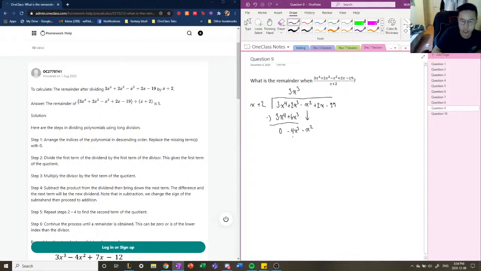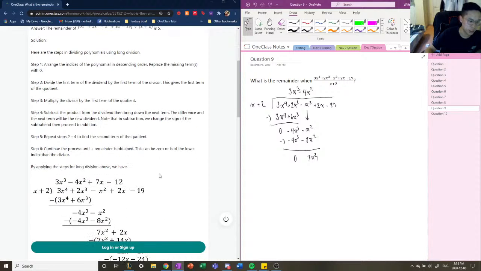So how do we get rid of -4x^3? We can multiply it by -4x^2. Okay, so we multiply this by -4x^2, we get -4x^3 - 8x^2. If we subtract this, negative is positive, so this equals 0, and this equals 7x^2. Just want to make sure I'm not messing anything up here.